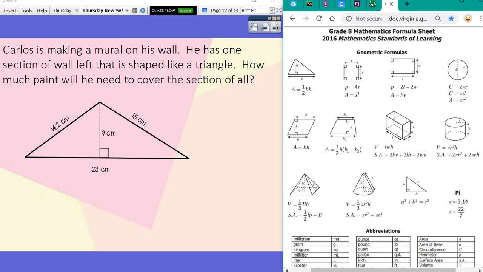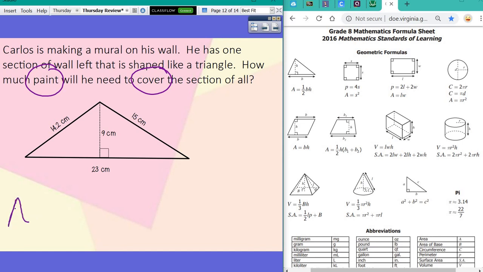So cover and paint tell me that I am going to be finding area. So I'm going to go over to my formula sheet and I'm going to find the formula for area of a triangle. And then I'm going to start labeling things on my picture. So the B is for base, and the base of my triangle is 23.